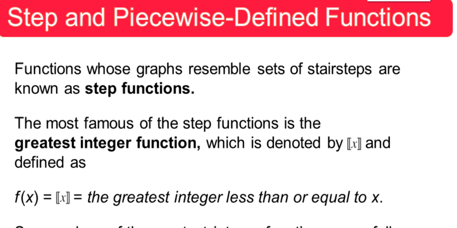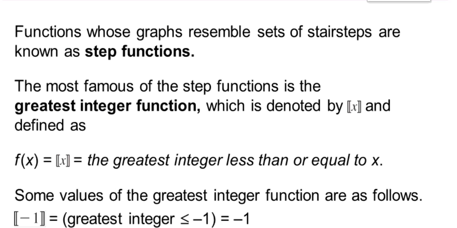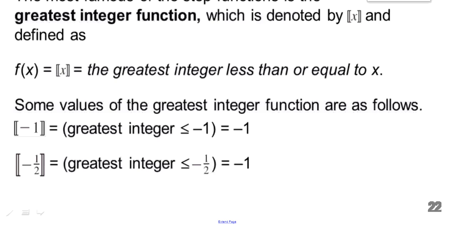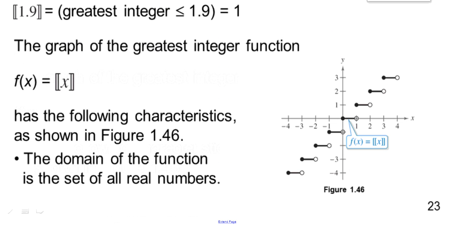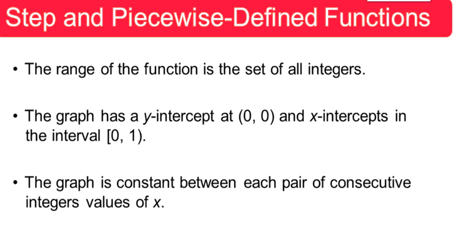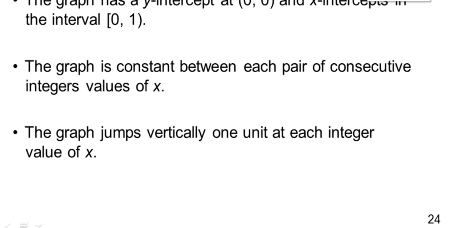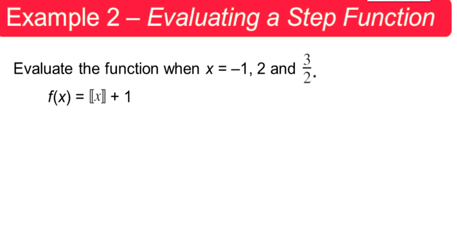Okay. So step greatest integer. We talked about what the greatest integer looks like. Here's some examples of greatest integer. We did our own. Here's the picture of it. Domain, all real numbers. Oops. I don't know why it's not moving ahead. Oh, there we go. Range, y-intercept, x-intercepts on that interval. The graph is constant between consecutive pairs of x values. Jumps vertically at each integer value of x.